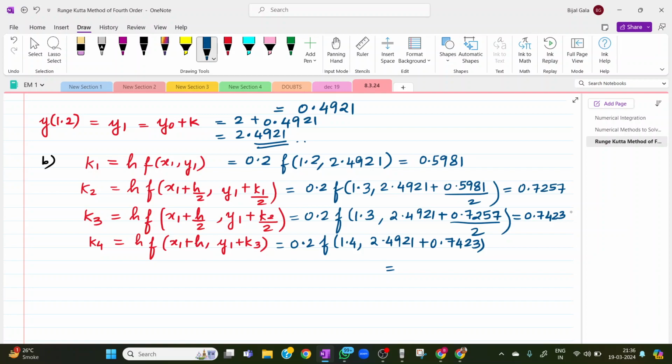Please, 0.8 is not the correct answer. Nine zero five six, yes, 0.9056. And lastly, calculate K4. Sorry, calculate K1/6, K1, 2K2, 2K3, and K4.